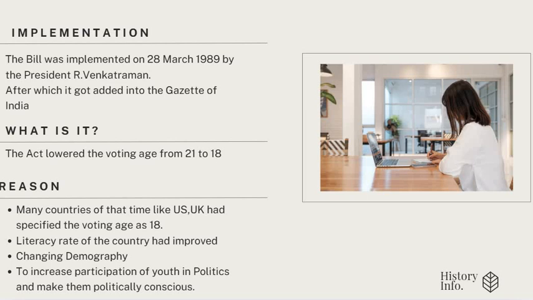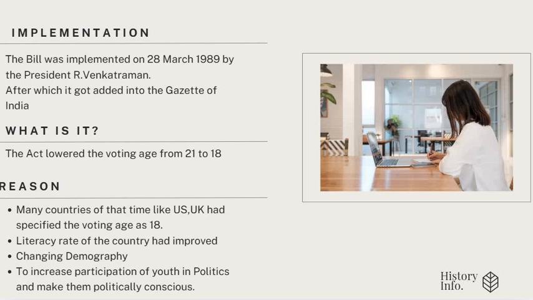So why was this change made? Why was this amendment passed? So there are many reasons as to why this was passed. At that point of time, many leading countries of the world like the US and UK had specified the voting age as 18 while we had fixed it at 21. So that was one major reason as to why we should change it.